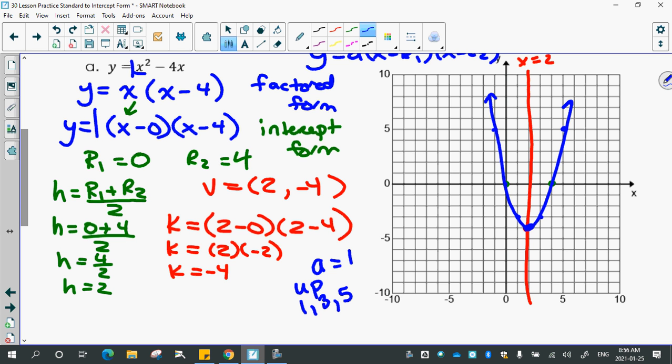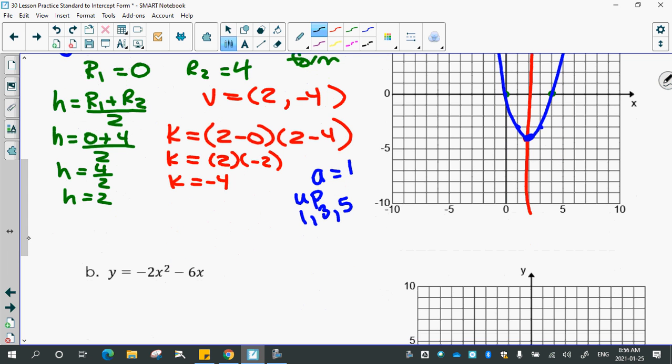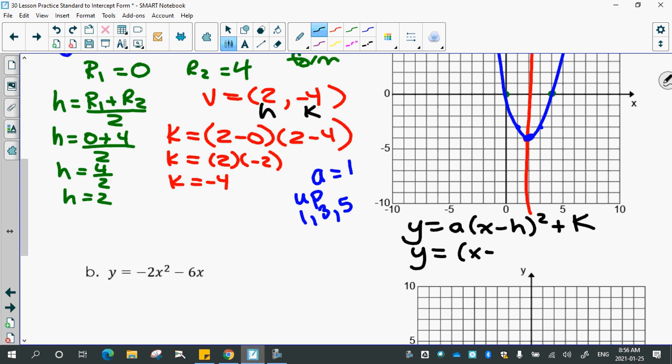Okay. And then we have to write it in vertex form. So remember, the general formula for vertex form looks like this. And then we're just going to sub in all the things we figured out. That's h, that's k. A was 1, so we don't really need to write the 1 there. X minus h was 2, squared. K is -4. So this is vertex form.